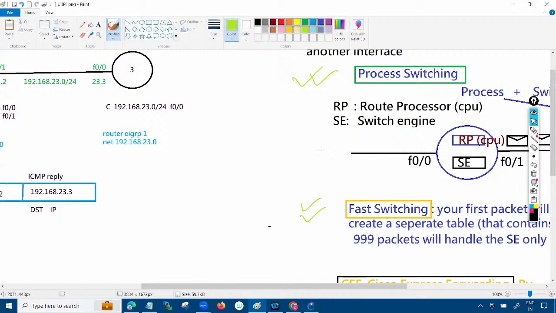There CEF is still enabled, but the first packet goes through process switching. So CEF is still enabled, but the packet is handled by the CPU. That's why we call it process switching. But by default, CEF is enabled. And remember I told you that in the uRPF case, unicast reverse path forwarding, CEF must be enabled. If CEF is not enabled, you cannot do uRPF.